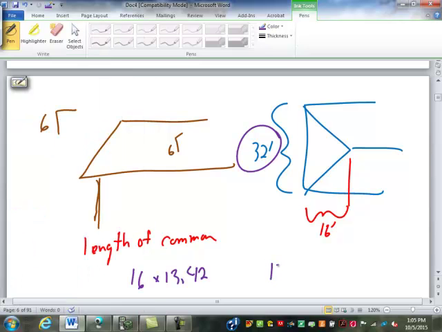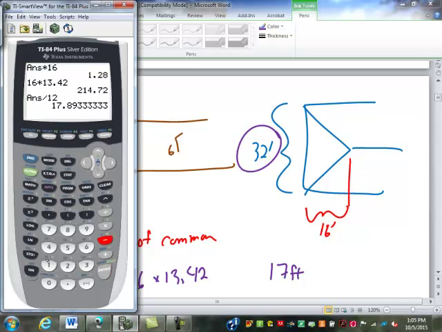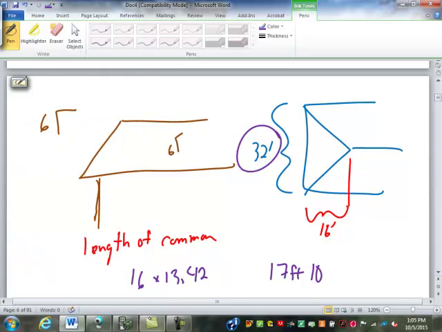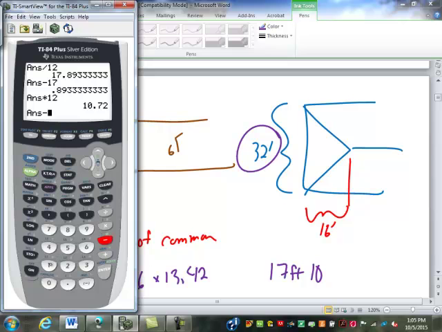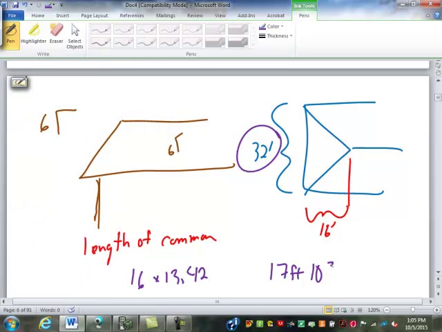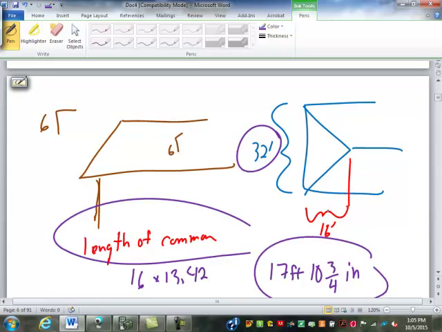17 feet. So I'm going to subtract the 17 times 12, put it back in inches. So 10 inches, minus 10 times 16, 11.5, so 12/16 or 3/4 of an inch. So that's the length of the common rafter.